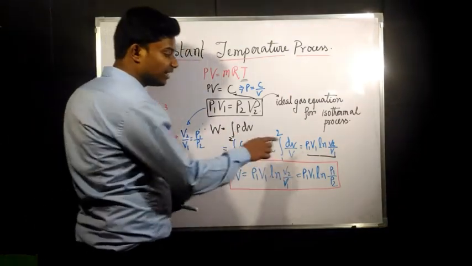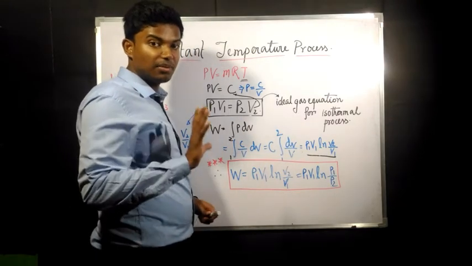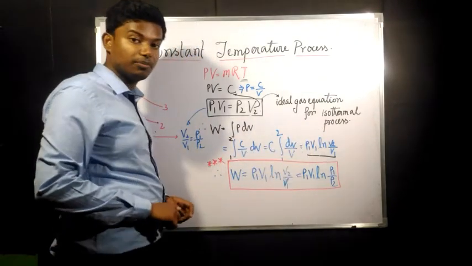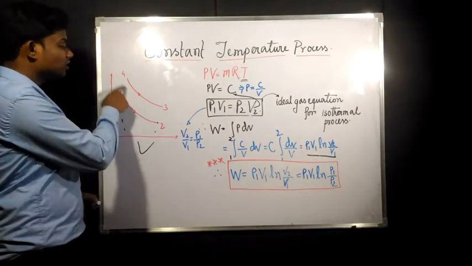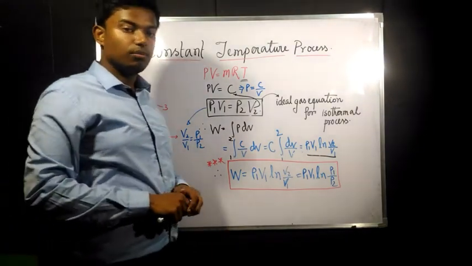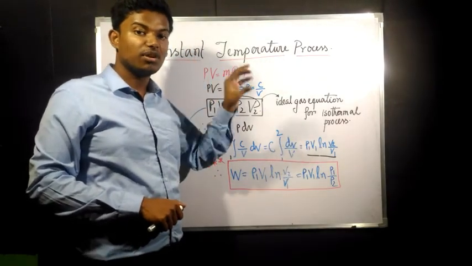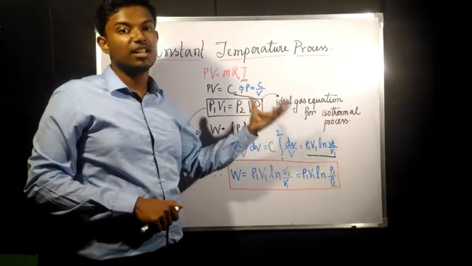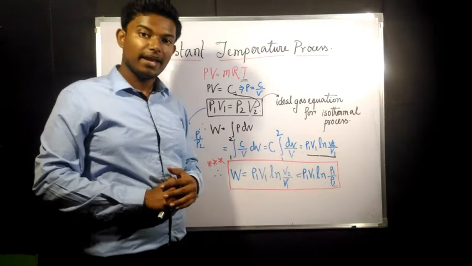Rather than remembering it as P1 V1 ln V2 by V1, we must remember it as final volume by initial volume. Otherwise there could be a process like 3 to 4. For 3 to 4 there is no 1 and 2, but if we remember this by 1 and 2, we will only search for state 1 and state 2. Either it may be constant temperature or not. So better we remember it by final volume by initial volume.